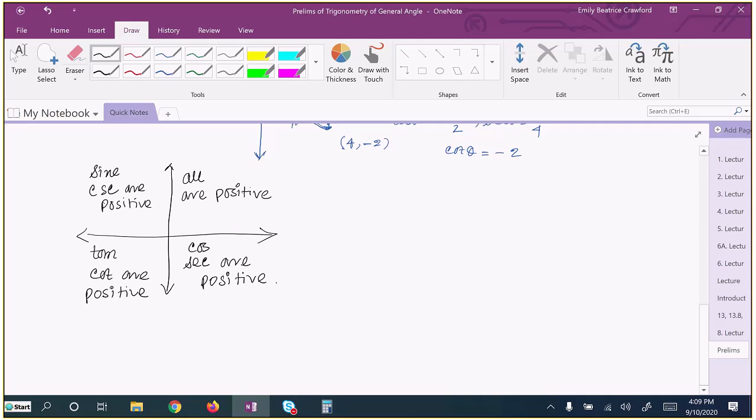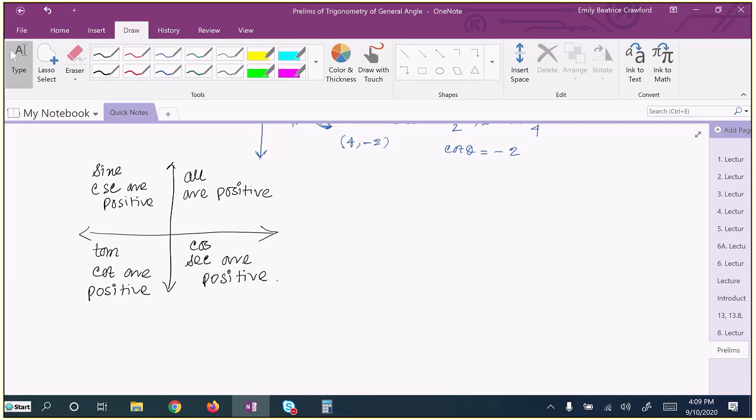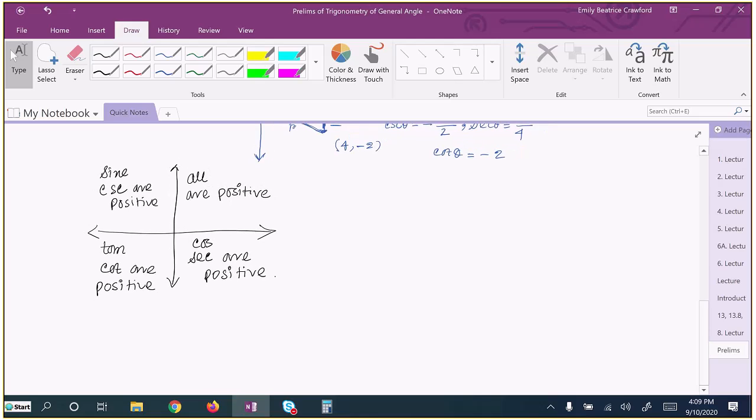So if we remember this simple fact, along with the fact of reference angle and what I have shown you at the beginning of this lecture, how to use a reference angle to find out the trigonometric ratio for any given number in the context of an angle, we can very easily find out trigonometric ratios for any real number when considered as an angle.